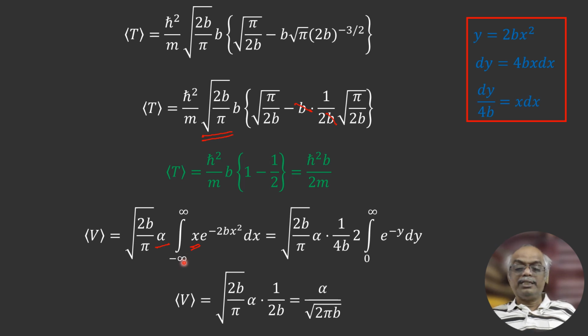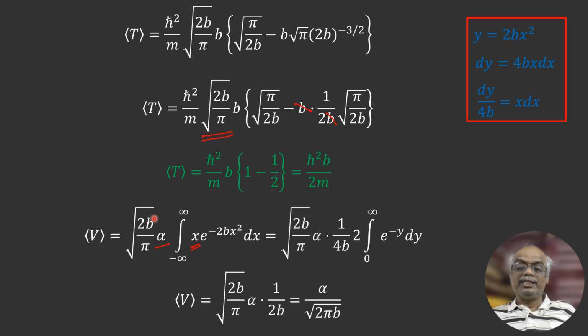So now you can change the variable. Let us take y is equal to 2p x squared. Then if you differentiate with respect to y, that is dy will become this 2x. Already there is 2, so this will become 4p x dx. So naturally, if you bring this 4p, it will become dy by 4p, which is equal to x dx.